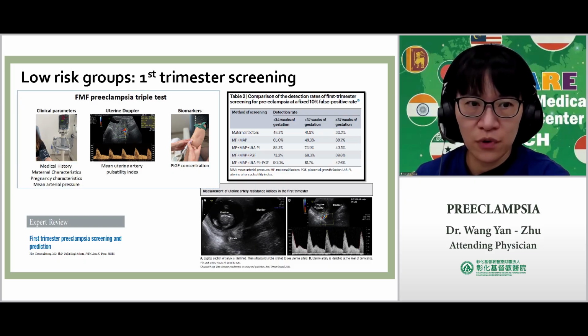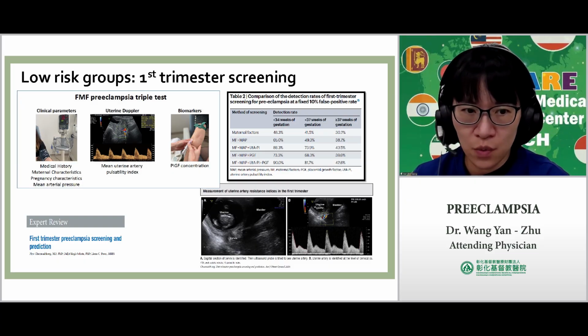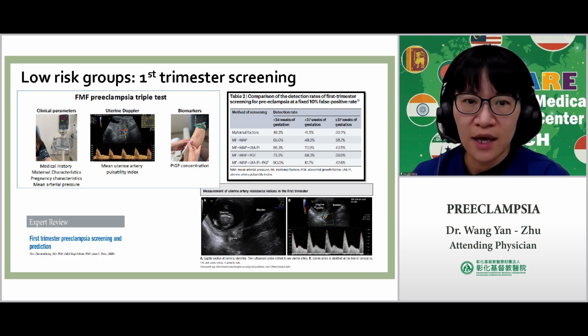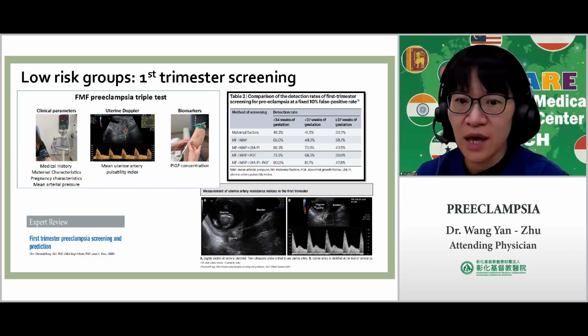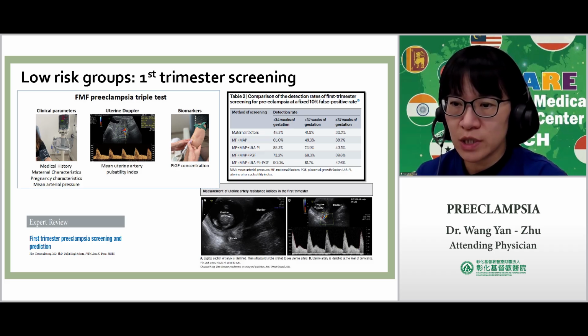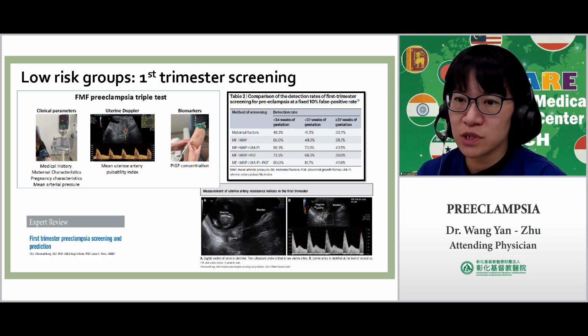So that's why I said before, if we measure the medical history and characteristics, and also the mean arterial pressure and the mean uterine artery PI, and also PLGF, if we combine all this together, we can find out. If we just use the maternal factors, we want to detect early onset preeclampsia before 34 weeks, the detection rate is only 48%.